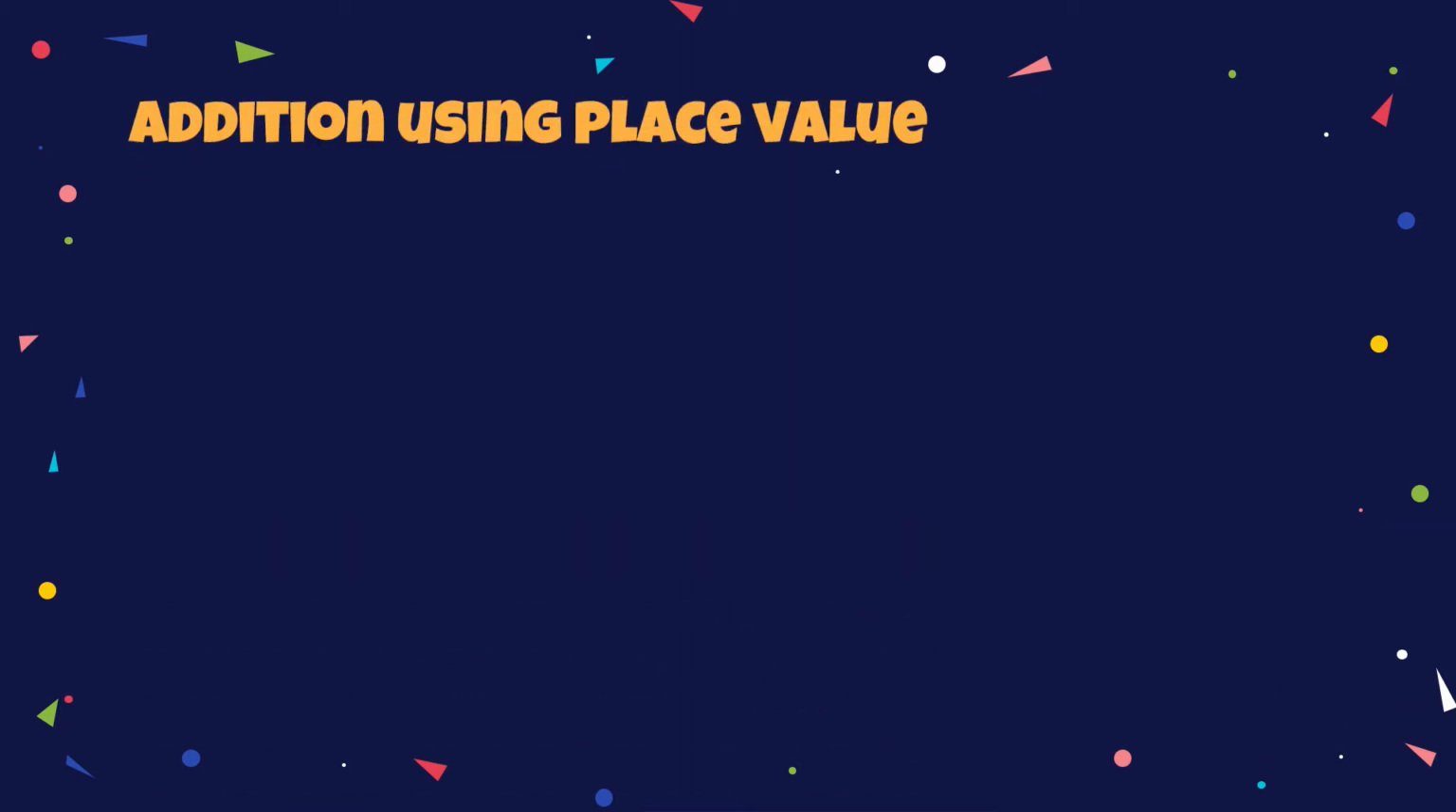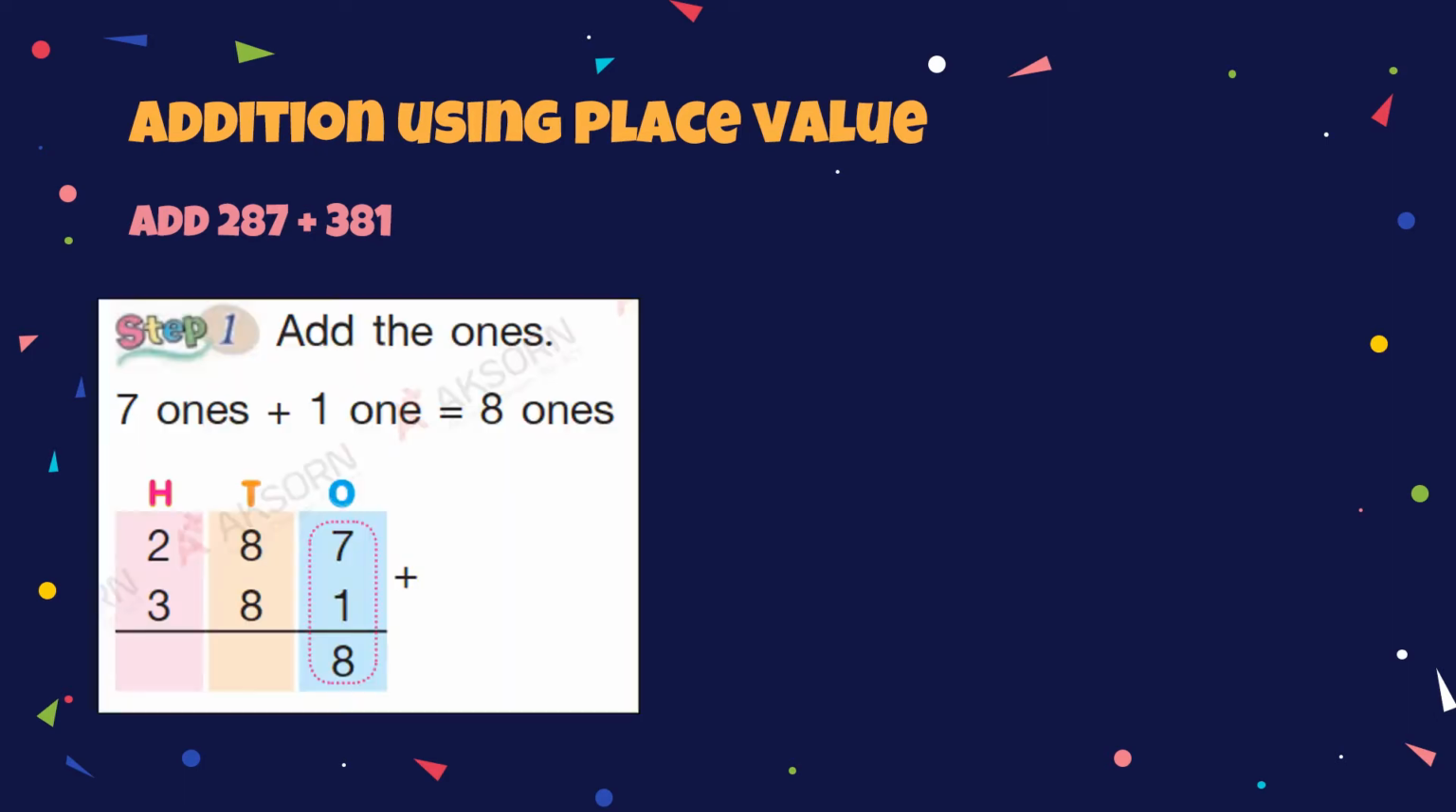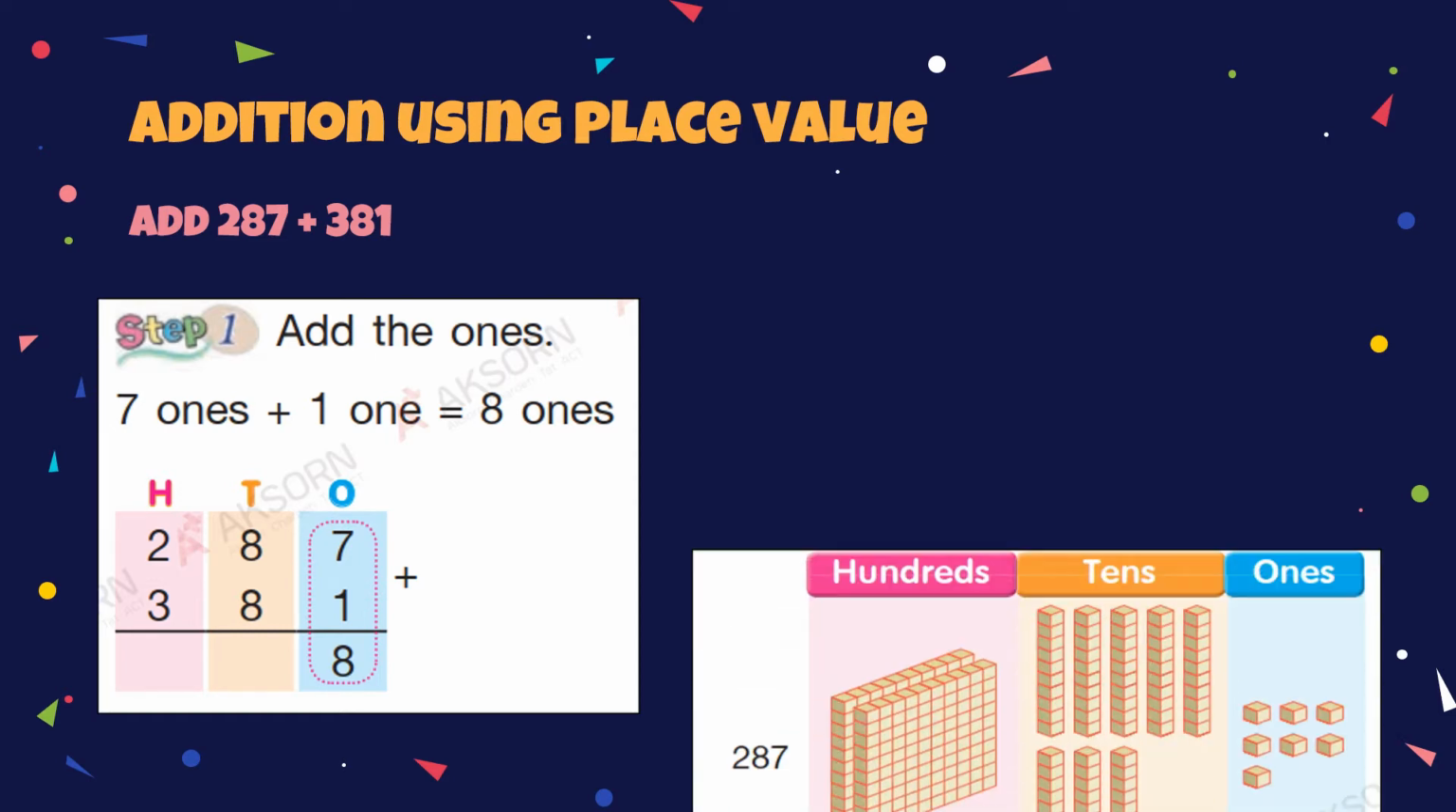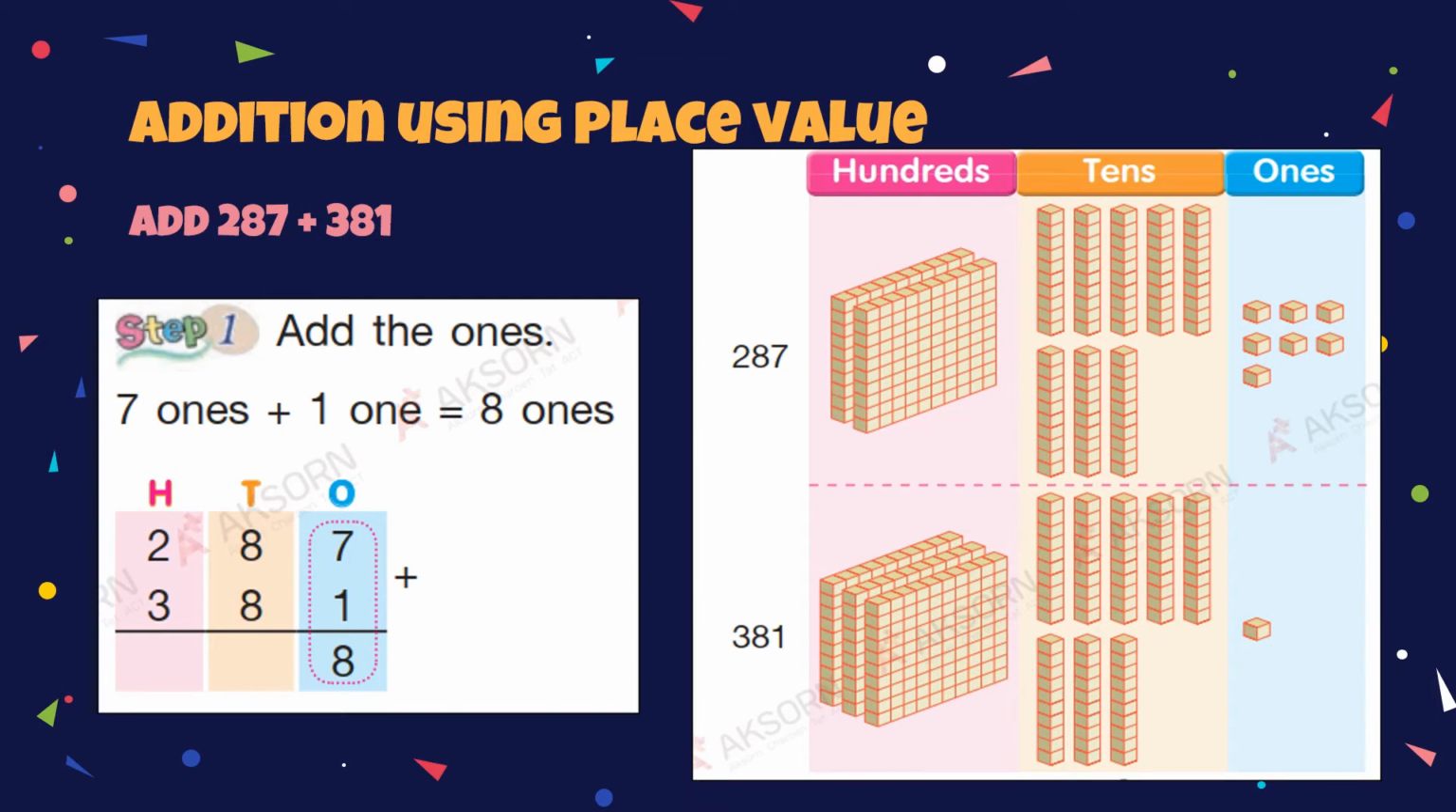So let's have another example. Let's add 287 plus 381. The first step that we're going to do is we're going to add the ones. So 7 ones plus 1 one is equal to 8 ones. So 7 plus 1 is equal to 8.